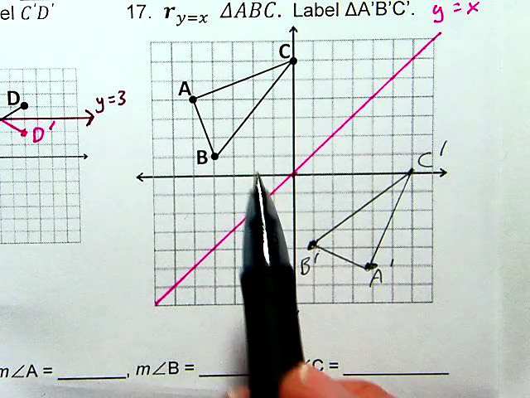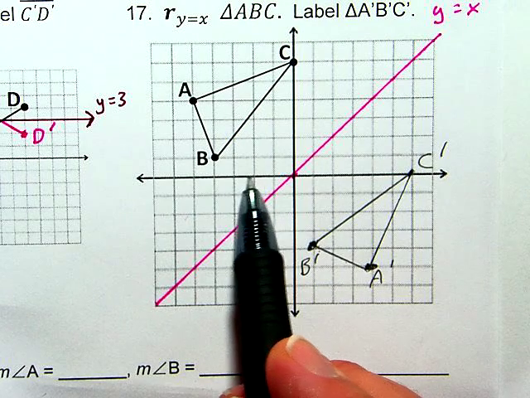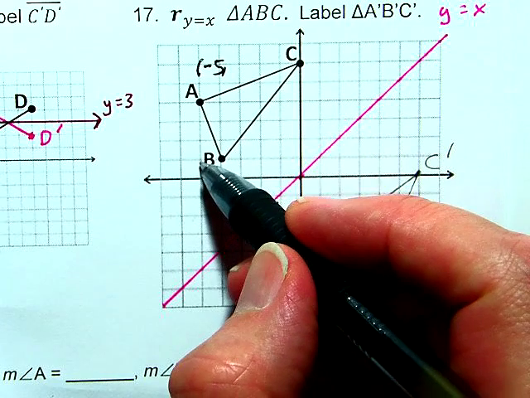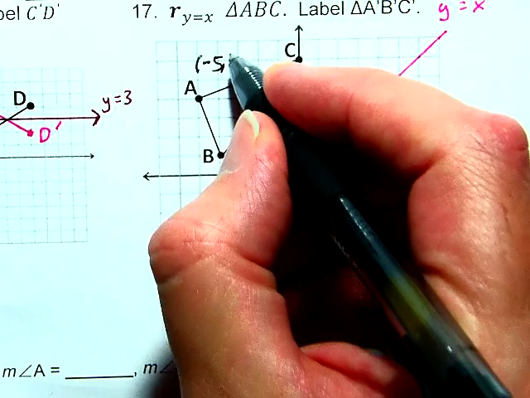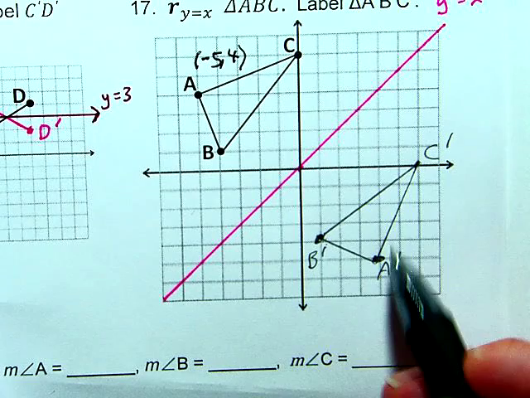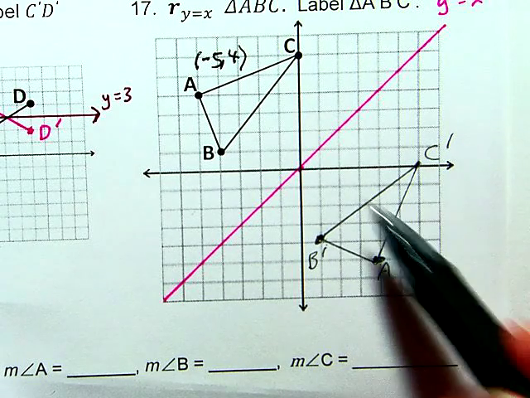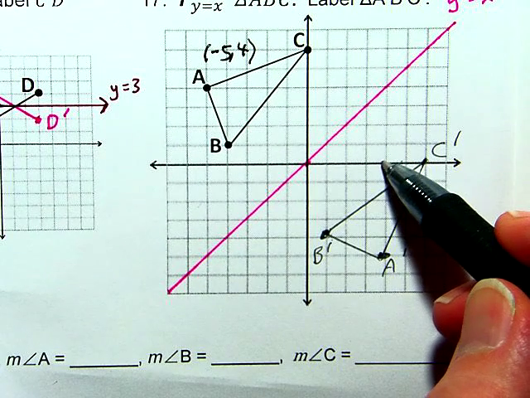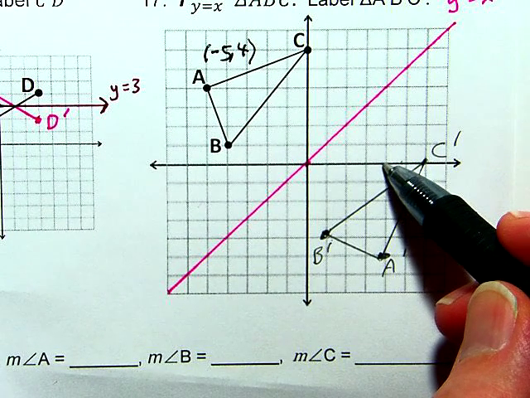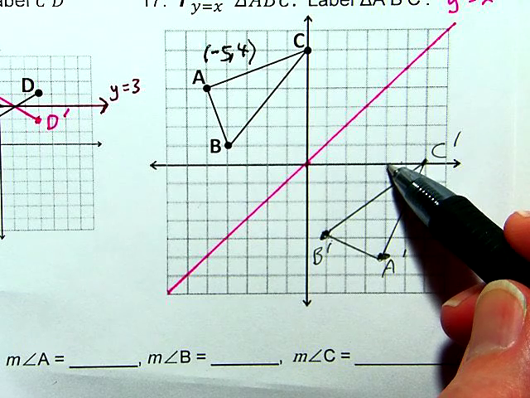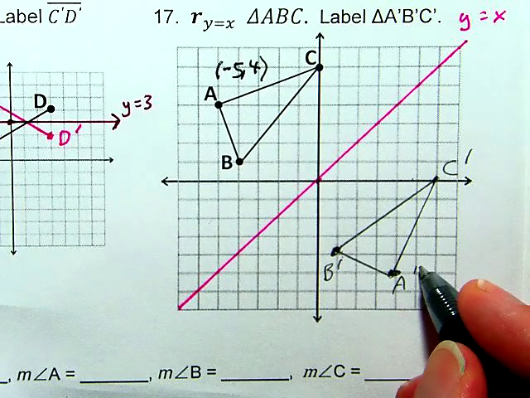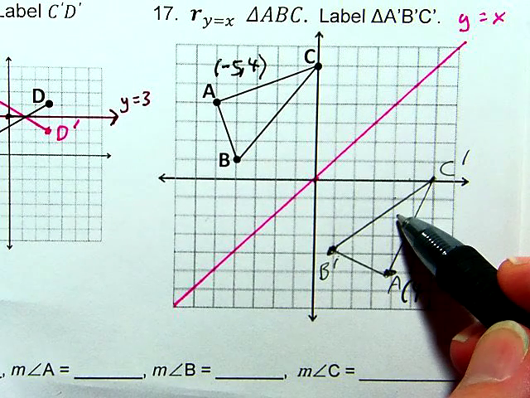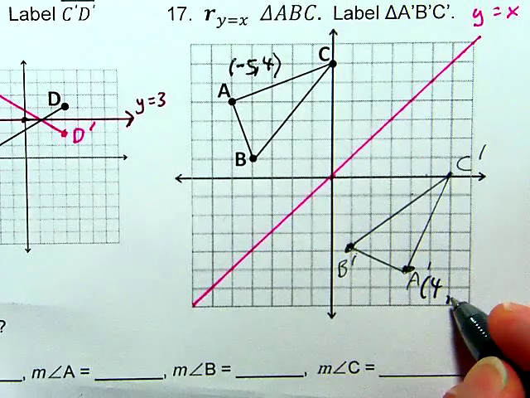Let's start with A. Coordinates of A are negative 5 in the x direction, comma, positive y, 1, 2, 3, 4. And the coordinates of A prime are x is positive 4, and then negative y, 1, 2, 3, 4, 5, so it's 4 comma negative 5.